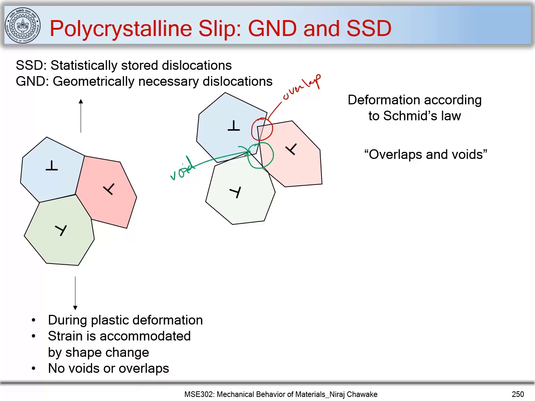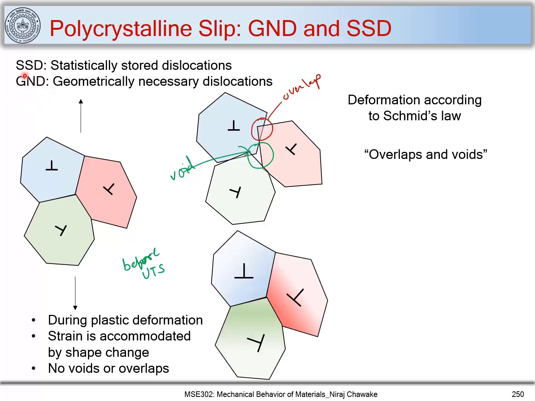So mind you, let's say we are deforming a material, like let's say we can consider before UTS, that is ultimate tensile strength of a material. You find that there is a plastic deformation which is occurring, but there is no void or overlaps which has been created. That is, we observe it experimentally. Now this can be explained using statistically stored dislocations and geometrically necessary dislocations.